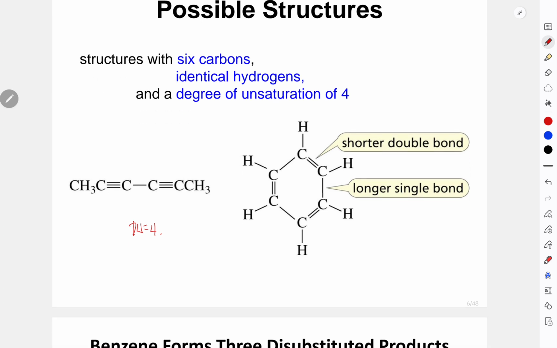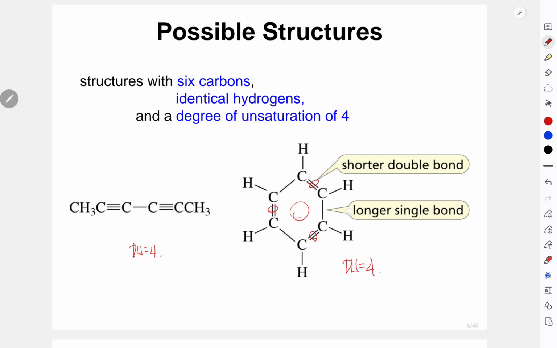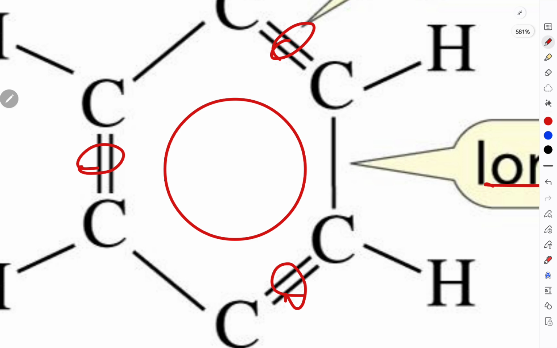Which will constitute a DU of 3, and one additional ring structure that will give you a DU of 4 as well. And these are possibilities, right? With this ring structure, you can think of them as alternating shorter and longer bonds between carbon and carbon. These three double bond containing carbon to carbon distances must be shorter than these carbon-carbon bonds.